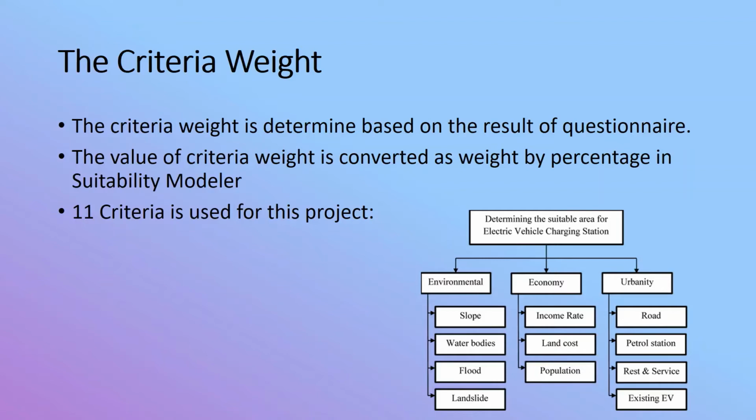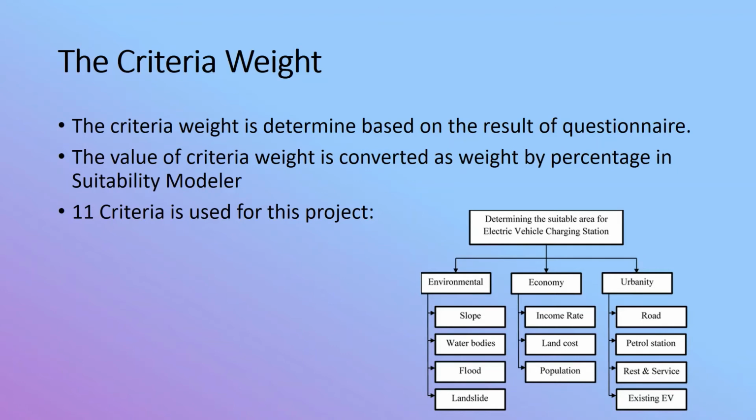Next, the criteria weight is determined based on the result of the questionnaire. The value of the criteria weight is converted as a weight by percentage in the suitability modeler in ArcGIS Pro. 11 criteria are used for this project. The 11 criteria consist of three main criteria, which is environmental, consisting of slope, water body, flood, and landslide.